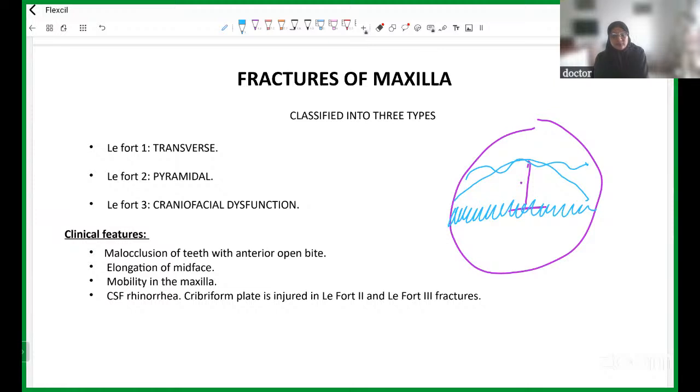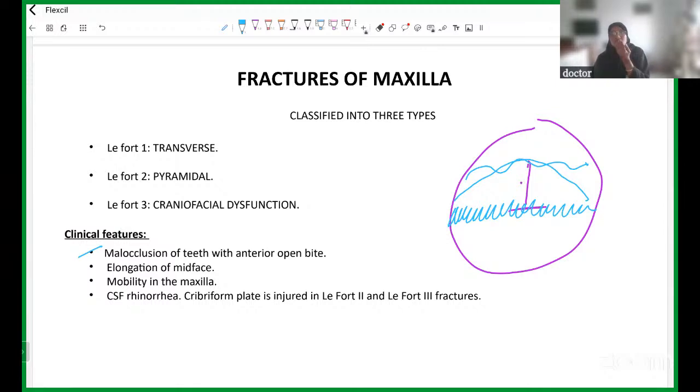Clinical features, of course, there will be malocclusion of teeth with anterior open bite. So when they open their mouth to bite, the upper part of the jaw will move forward, anterior open bite. When you bite, your upper set of teeth should sit on the lower set of teeth, but that doesn't happen once you have a maxillary fracture. You will have an anterior open bite.